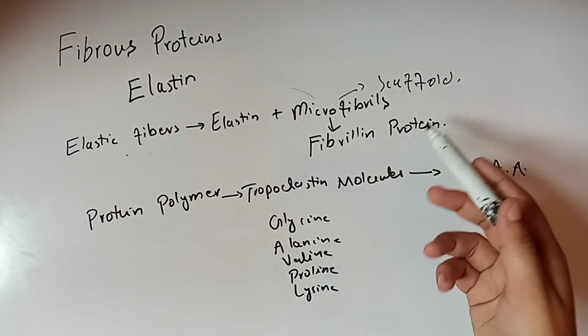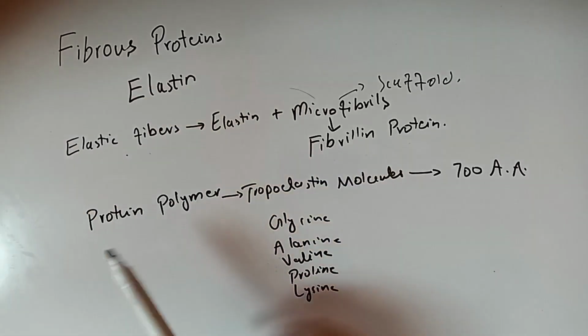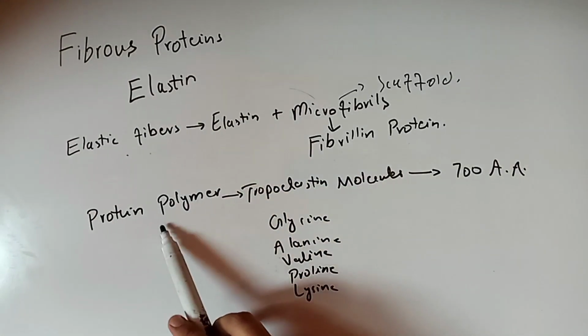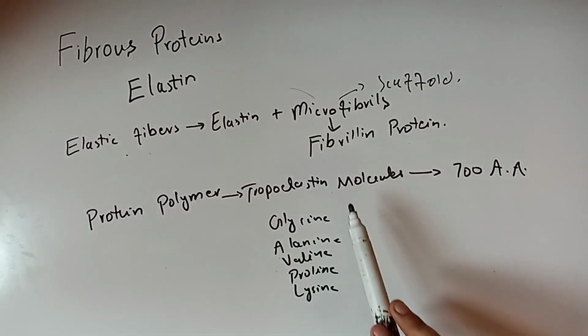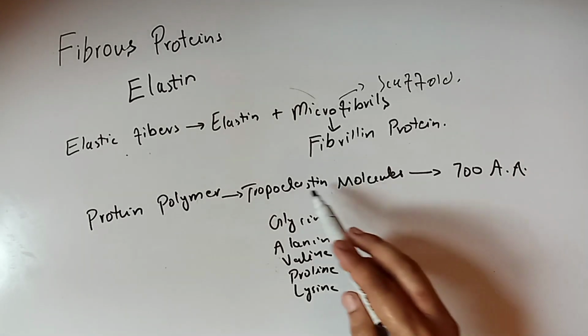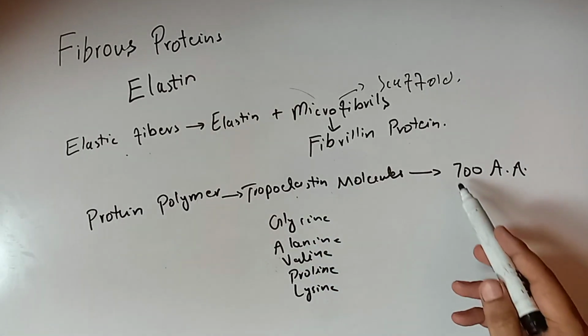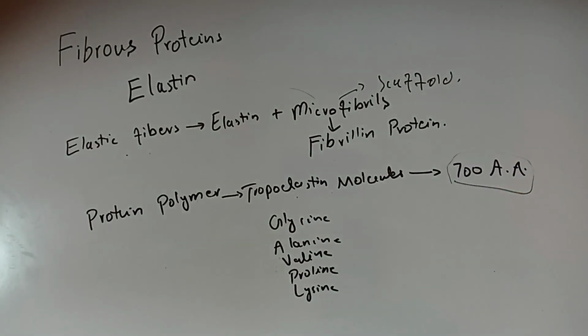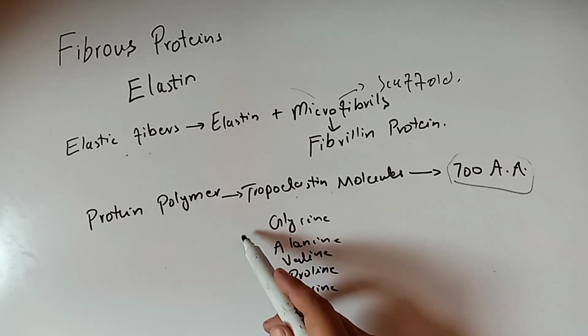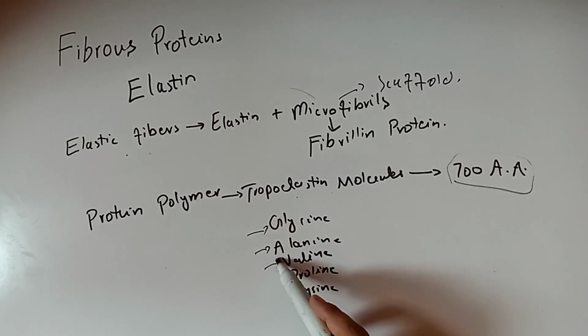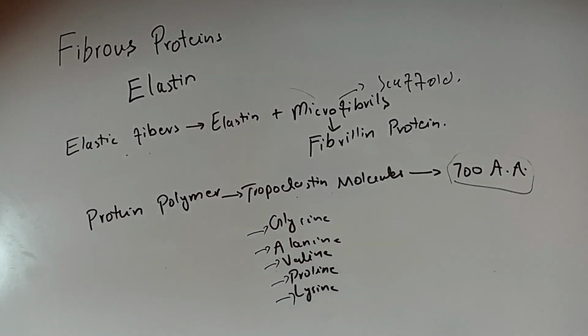Before going to the formation of these elastic fibers, we should know the basic structure of elastin protein. Elastin protein is basically released in the form of tropoelastin molecules, which are the precursor of mature elastin protein. This tropoelastin molecule has a polypeptide chain of about 700 amino acids. The principal amino acids found in it include glycine, alanine, valine, proline, and lysine. Some amount of hydroxylysine and hydroxyproline are also found in it. However, the major amino acids are glycine, alanine, valine, proline, and lysine.